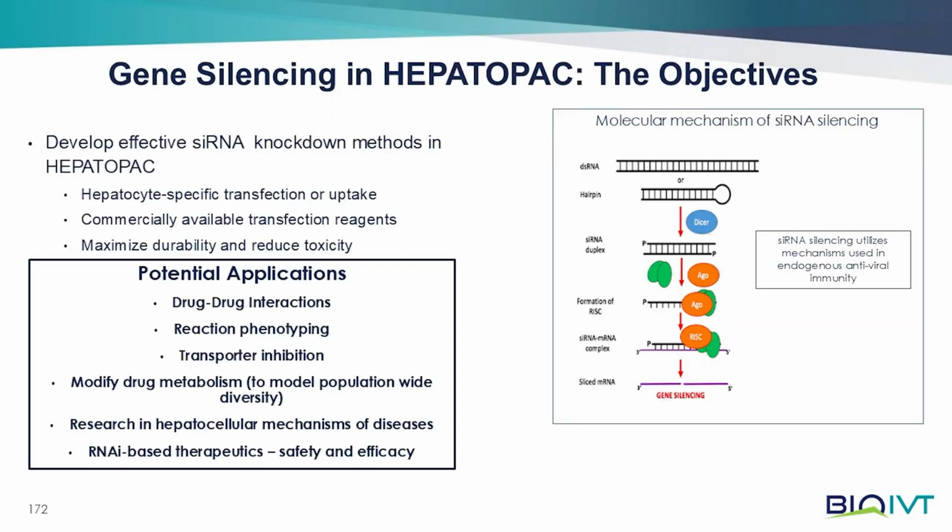So our objective when developing this siRNA method was just to have effective siRNA knockdown in HEPATOPAC, in the hepatocytes specifically. So I said that this is a co-culture model. It includes those supportive stromal cells, and we did just want to direct this to the hepatocytes. For the transfection portion, we wanted to make sure that we could use commercially available reagents and maximize the durability of knockdown and reduce the toxicity from that transfection reagent as much as possible.